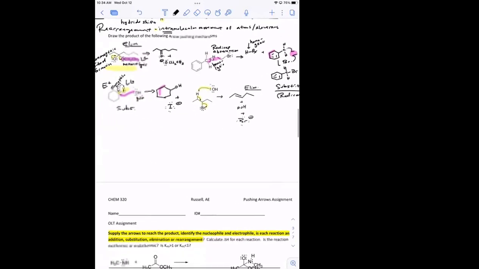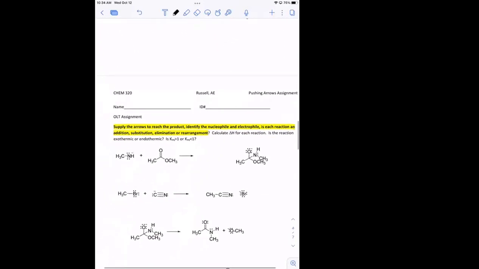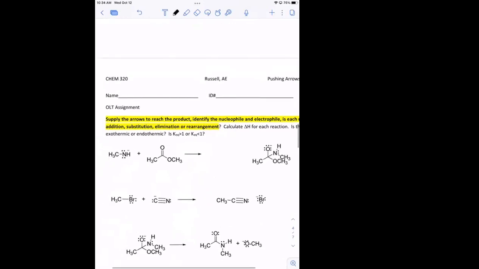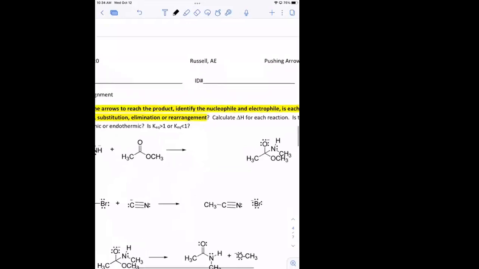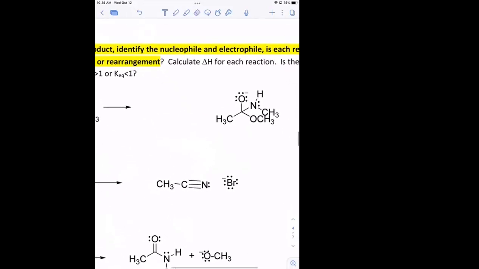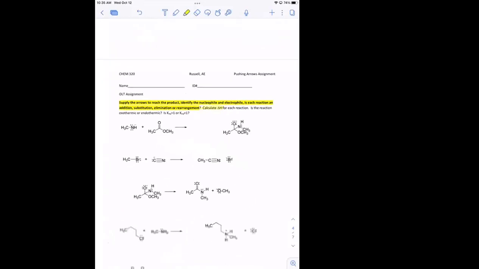All right. So here, we're going to push this to the next level. It asks us to put the arrows in, identify the nucleophile, electrophile, the type of reaction, and it also asks us to calculate the delta H for the reaction. So I'm going to take a minute and talk about that, calculate the delta H.